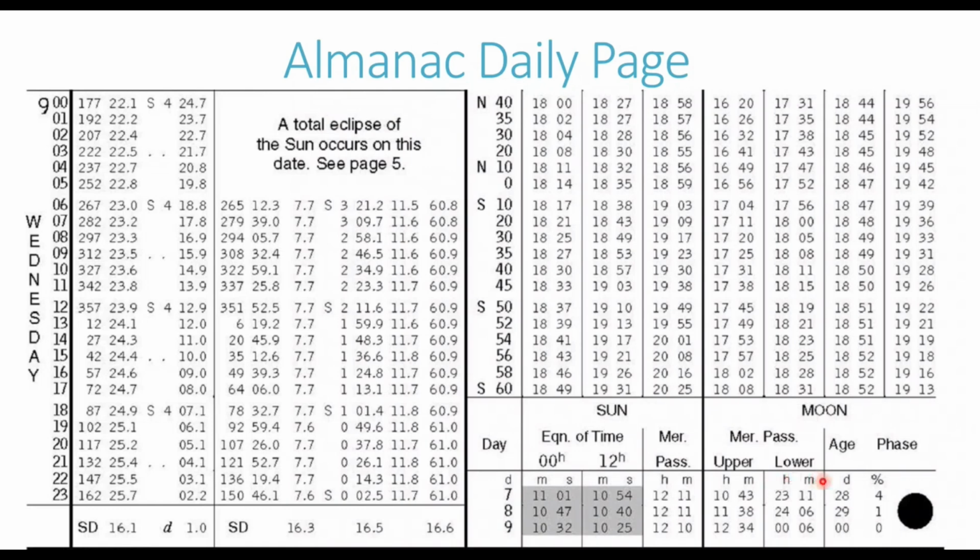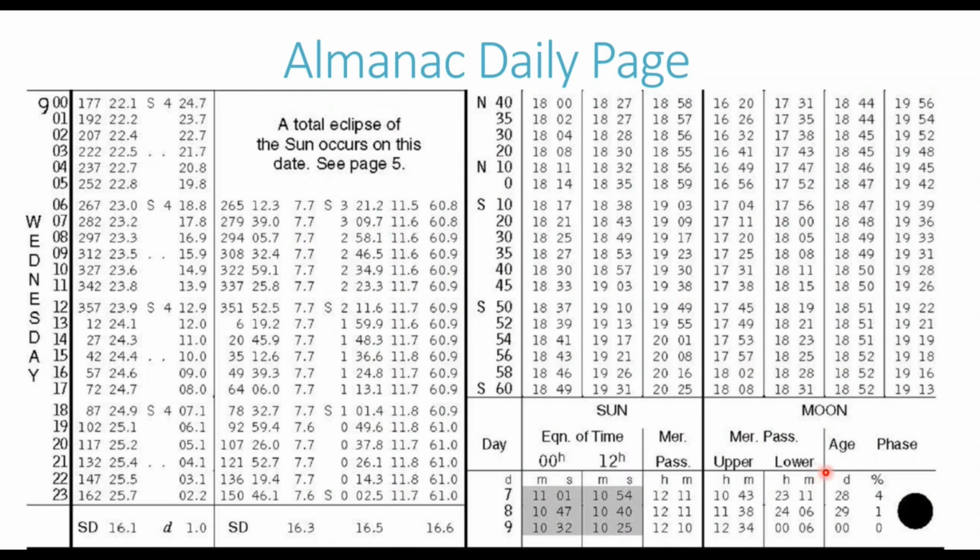Why is the inferior meridian passage time given here? This may be required or used in case the moon becomes circumpolar. So this time is used in circumpolar questions when the moon becomes circumpolar, and we are able to observe it when it is crossing the lower meridian or the inferior meridian of the observer.